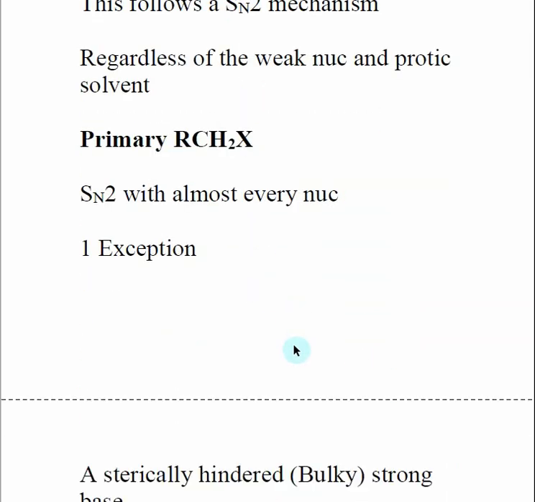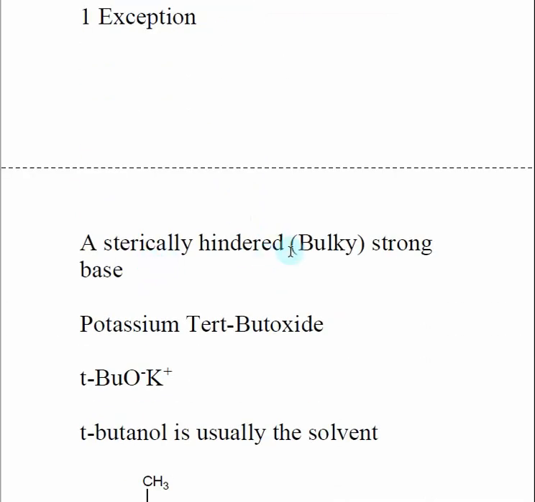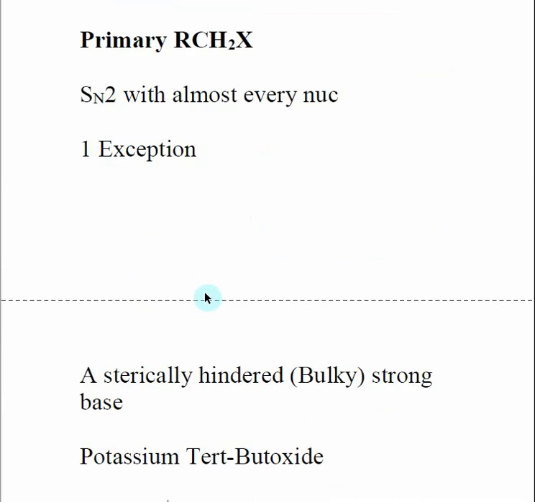Okay, so we have a primary leaving group, or primary halogen. By that I mean the carbon that's directly attached to my halogen only has one other alkyl group attached to it. So here we still have very little steric hindrance, and so what we're going to get is an SN2 reaction almost every time. With every other nucleophile except one, and this is one very important exception, it doesn't matter if it's a good nucleophile or a poor nucleophile, I'm going to be doing an SN2 reaction. There's one exception to this rule, and it's a sterically hindered or big bulky base. I mentioned this to you earlier, and we're going to take another look at it.